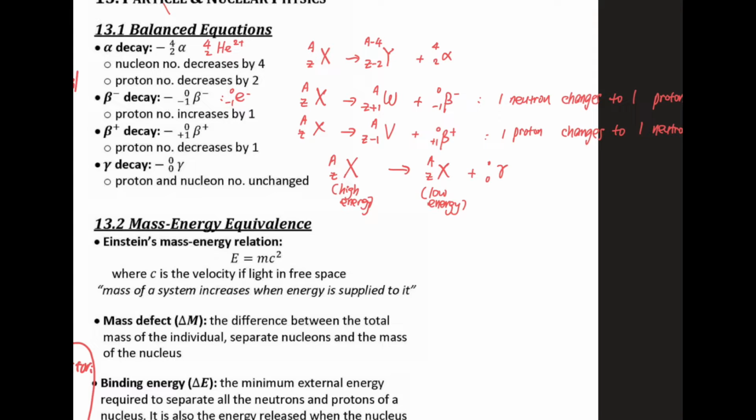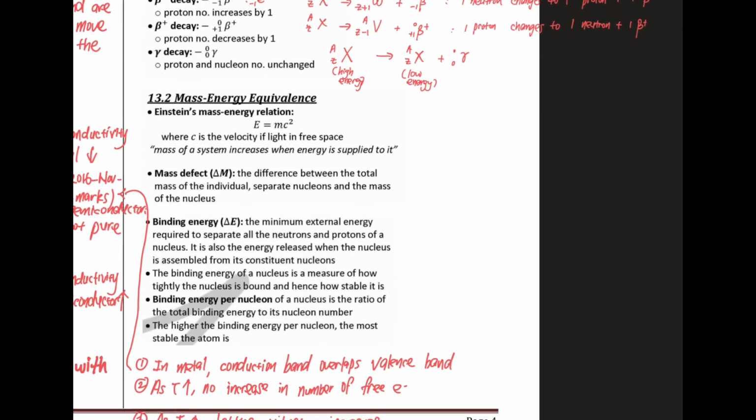So gamma ray is released in that way without changing the proton and neutron nucleon number. Okay, so let's move on.